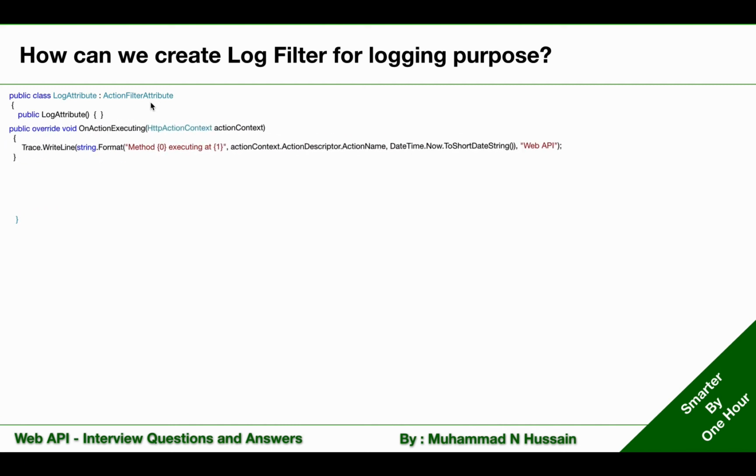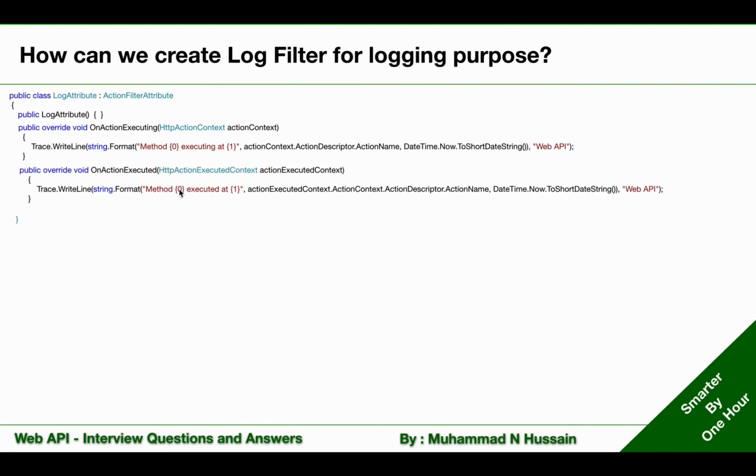So here I'm just overriding the first OnActionExecuting method, and I'm adding logic or code in this method which I want to execute before the action method execution. And I'm just using Trace.WriteLine to add an entry into the trace with the action name and date and time.